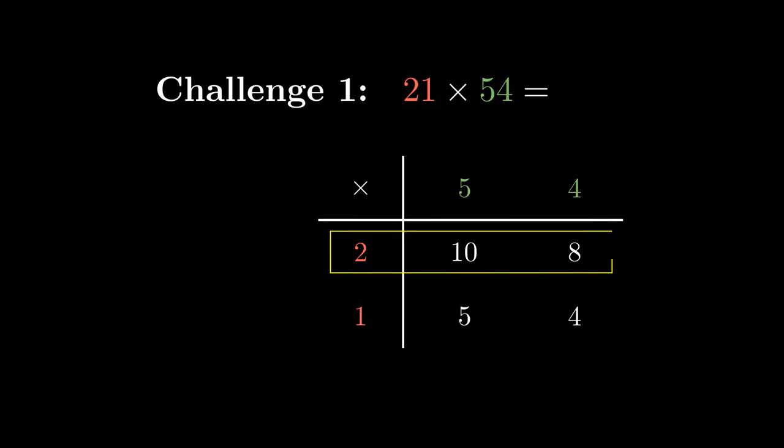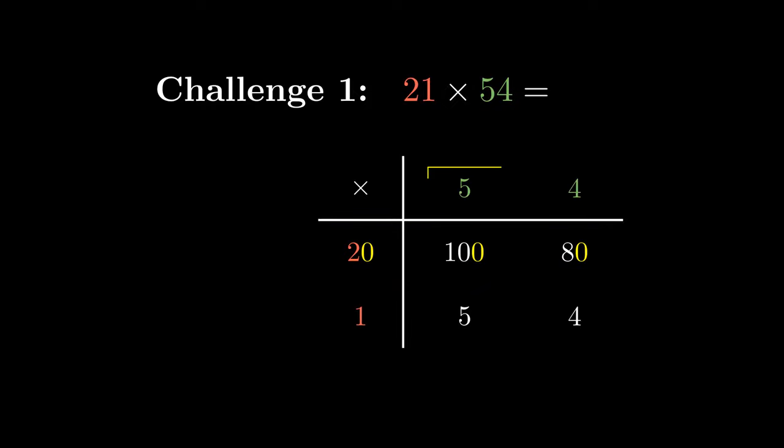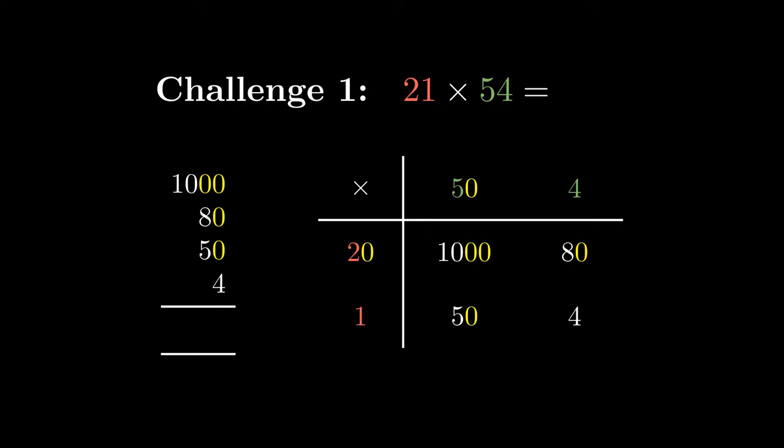Now in the first row, the 2 really represents 20. And since we need to add one more zero, we're going to add one more zero in each of the individual cells. Likewise, since the 5 here really represents 50, we're going to add one more zero behind each of the numbers in these cells. Our final answer is nothing more than adding these 4 numbers, which we can do with relative ease.